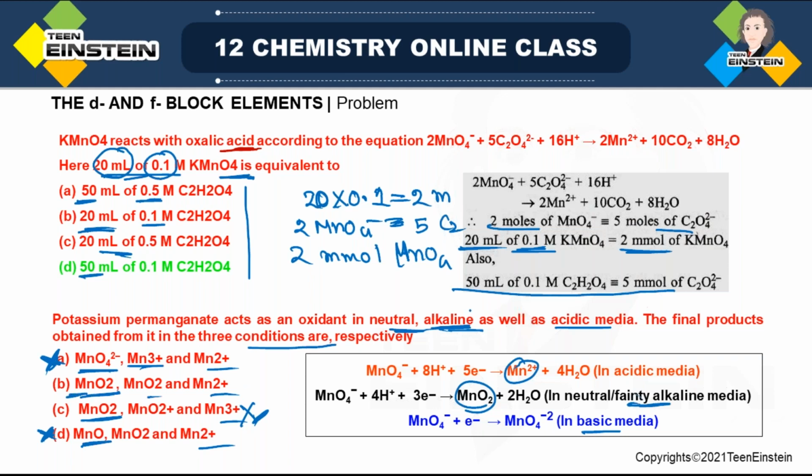Though it is not exactly mentioned whether it is weakly alkaline or strongly alkaline, you can still answer the question, because option C is already cancelled. A and D are cancelled because in neutral medium we cannot get MnO4 2 minus. So B and C are left, but C is already cancelled. That is why option B is the correct option. So see here, neutral is MnO2, alkaline, though not mentioned exactly whether weakly, is actually faintly alkaline, which is clear from the answer, and acidic is Mn2 plus, right?